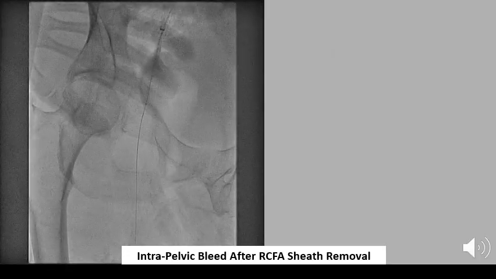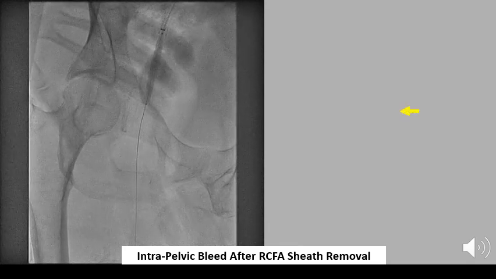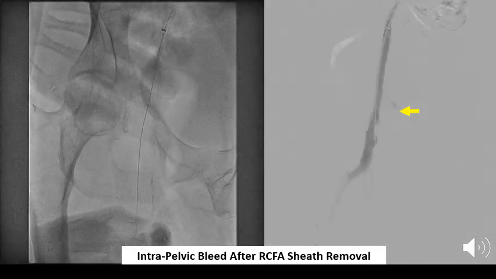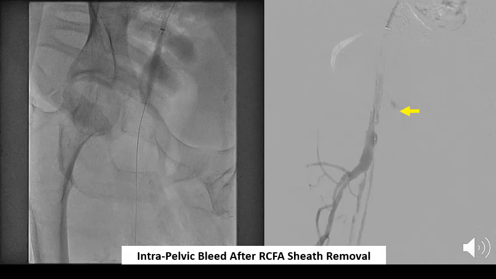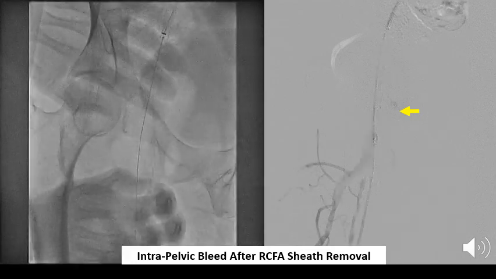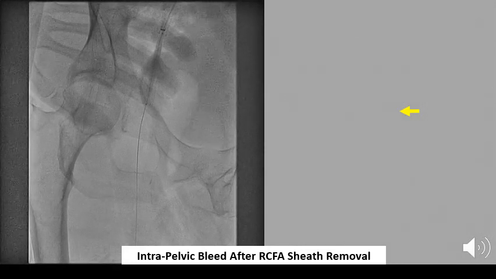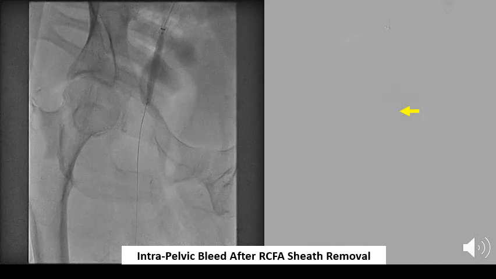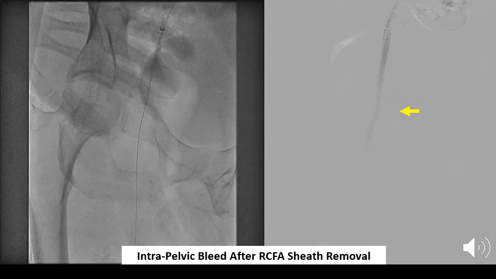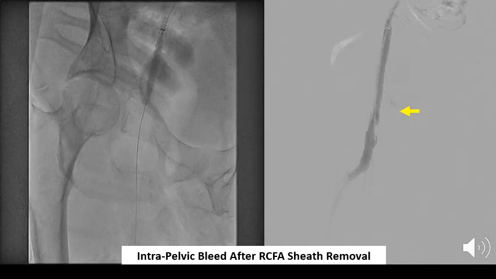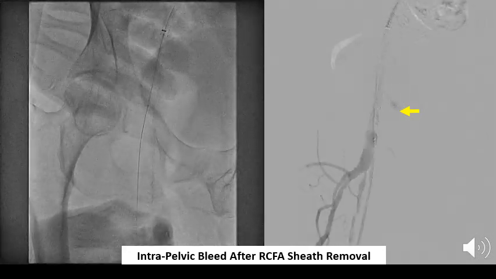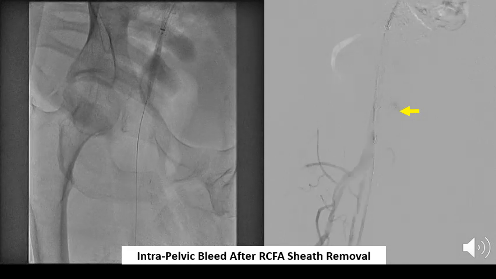Given the high stick in the right common femoral artery, a 7 by 60 millimeter balloon was placed in the common femoral artery on the right side, and the sheath was removed, and a follow-up angiogram was taken after the balloon was deflated after 5 minutes. The panel on the right shows the angiographic images after the balloon was deflated, and as you can see, there is an area of intrapelvic bleed right at the juncture of the right external iliac and the transition into the common femoral artery.